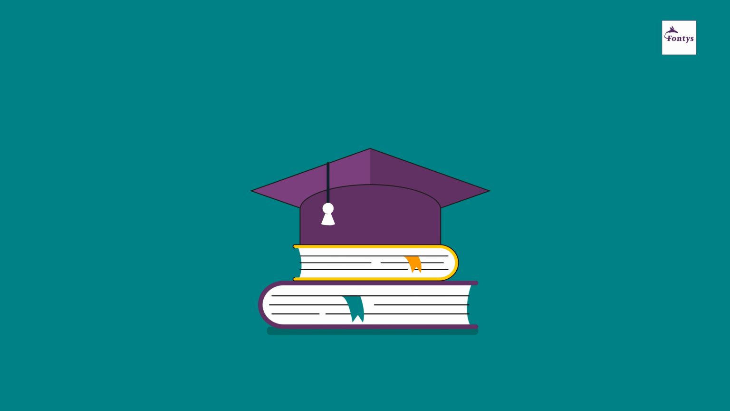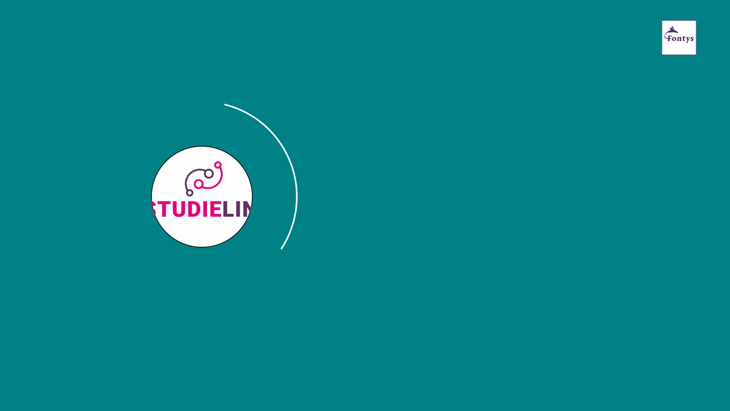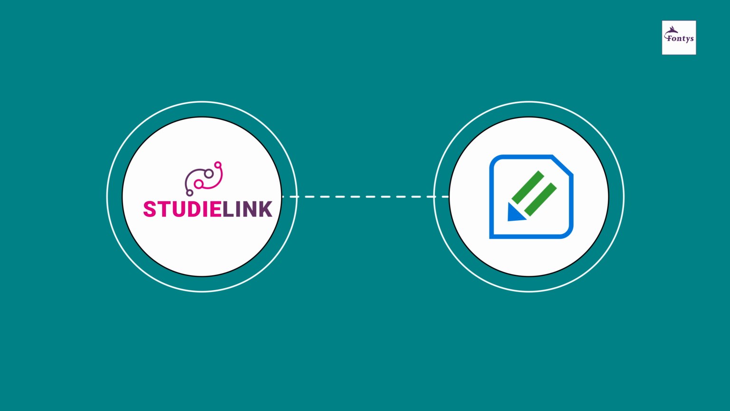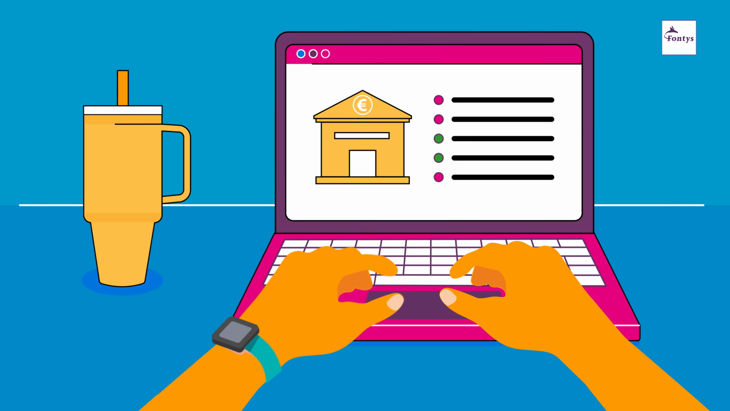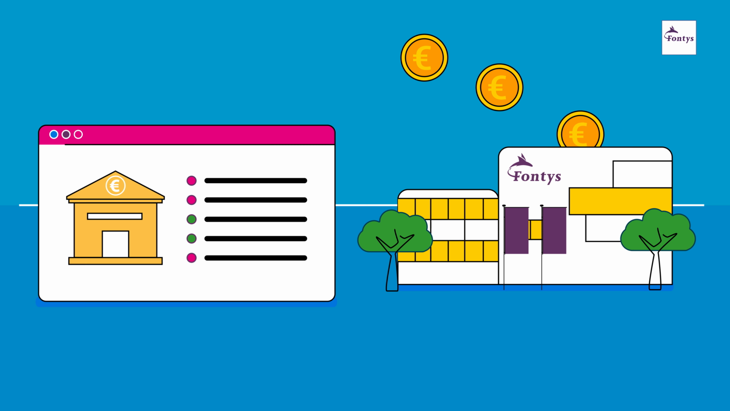Are you going to study at Fontys? Then you have to pay the tuition fee. Don't worry, you can arrange that easily and securely through Studielink with digital authorization. After you register with Studielink, you will issue an authorization through your bank. Then Fontys will automatically debit the tuition fee from your account.